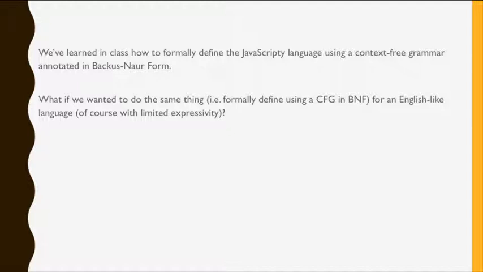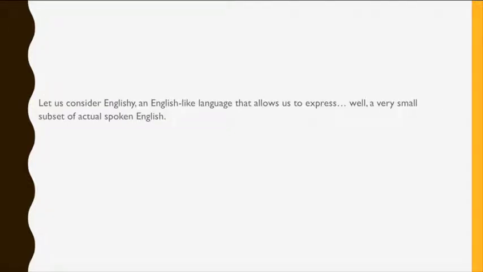So we learned in class how to formally define the JavaScript language using a context-free grammar annotated in BNF. But what we want to do is something similar for an English language, of course with limited expressivity. Let us consider Englishy, an English-like language that allows us to express, well, a very small subset of actual spoken English. So in the slides to follow, we're going to give you some very informal specifications of what we want our Englishy grammar to look like.